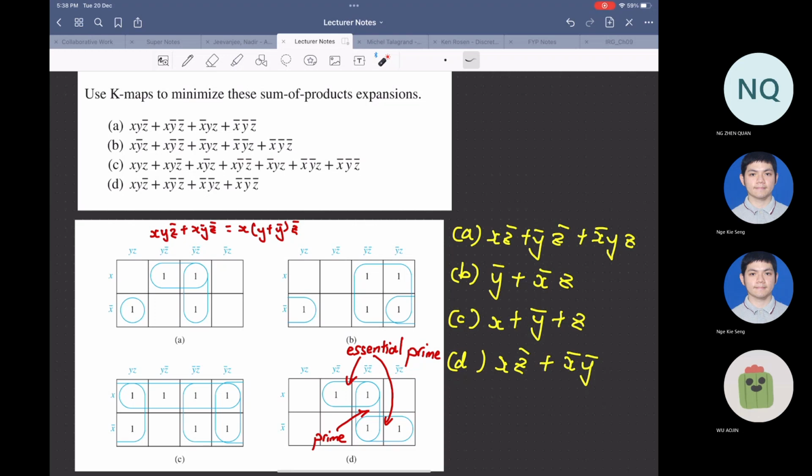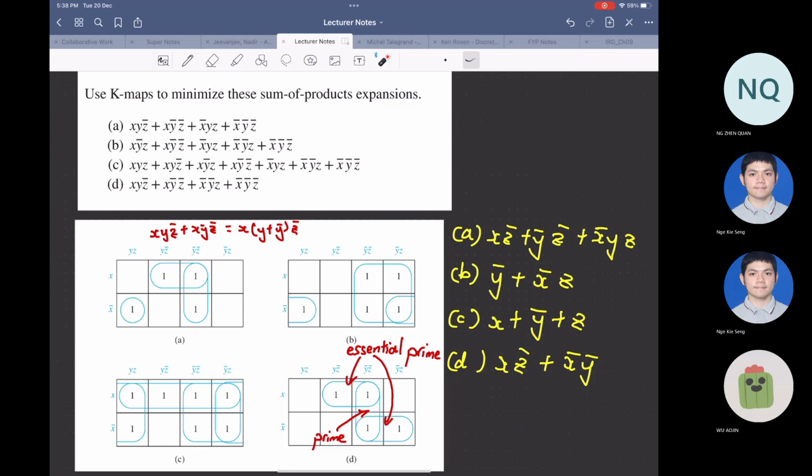Oh, must be no. Okay. So why no? Because if we take the top one and the bottom one, we can also cover the 4. So we want to take the least number of blocks to cover the 1s. If you include all of them, it will be too many. So you need to take the least number of blocks to cover all of them. Make sense?